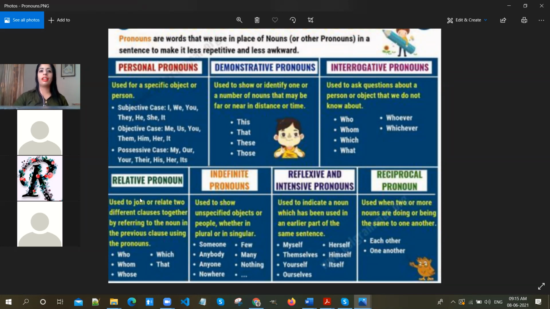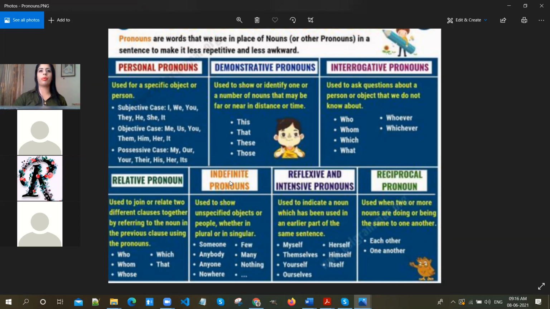Next is relative pronouns. Again, these are the pronouns which are used to join or relate two different clauses together by referring to the noun in the previous clause using the pronouns. When you join two sentence clauses, meaning two different sentences, by using these words, they are known as relative pronouns. Who, whom, which, whose, that, right? Okay, so I'll tell you the examples as well later on.